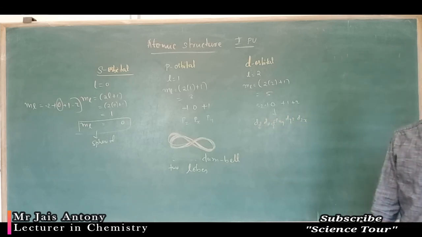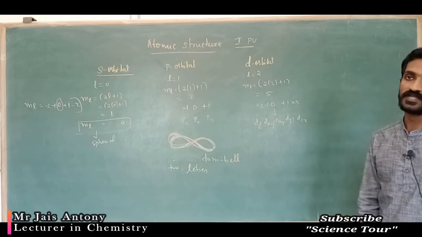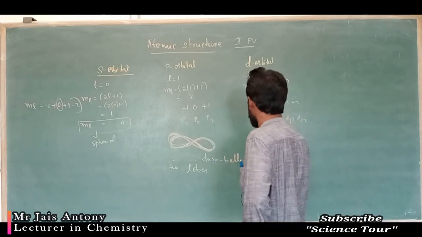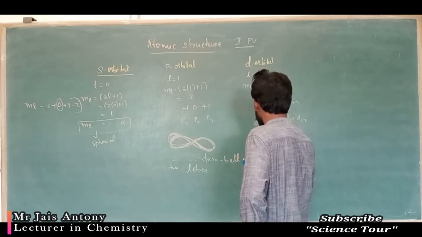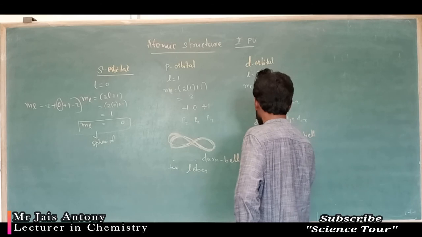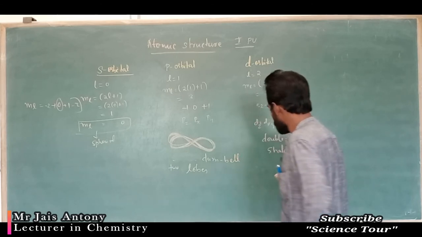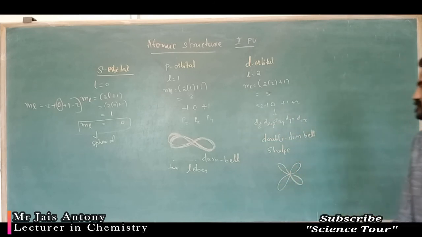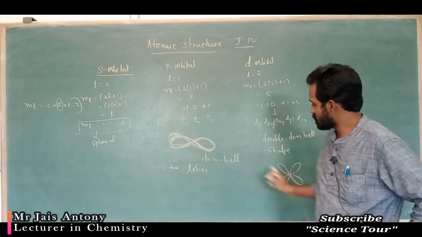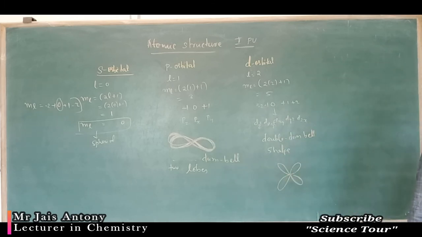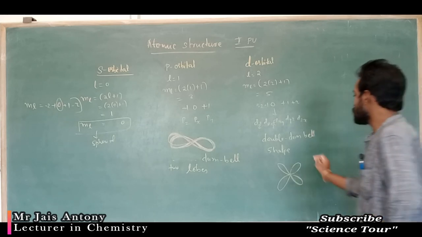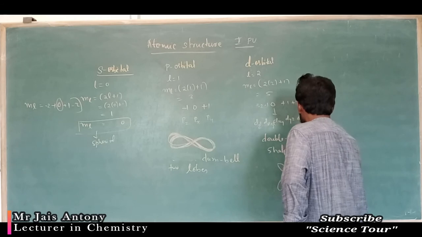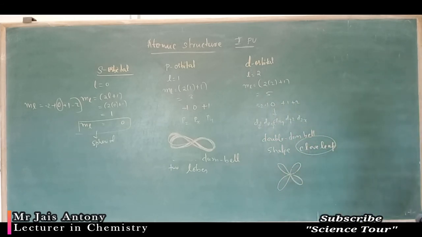Okay. Here, my dear students, first we are going to discuss which shape it is. Double dumbbell shape. This is a dumbbell shape. For example, how does a double dumbbell shape look? One dumbbell is like this. Double dumbbell means like this. Double dumbbell shape, or clove leaf model. It is also called clove leaf, C-L-O-V-E leaf. Okay. And we'll draw one by one.